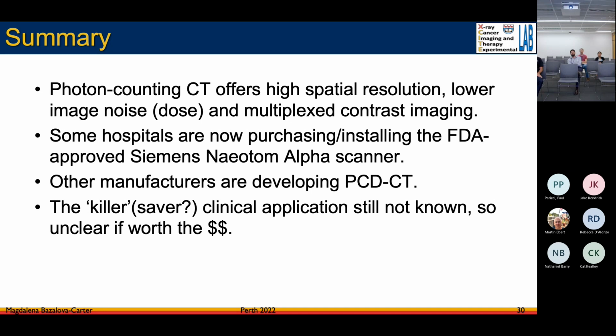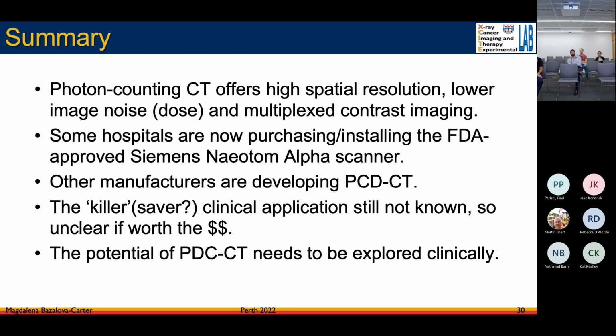So apparently a regular EID-CT scanner, the high end, would be about $1.5 million. PCT-CT about $3 million. So double the cost. Take this with a grain of salt. And so the potential of PCT-CT, I do believe, needs to be now explored clinically.